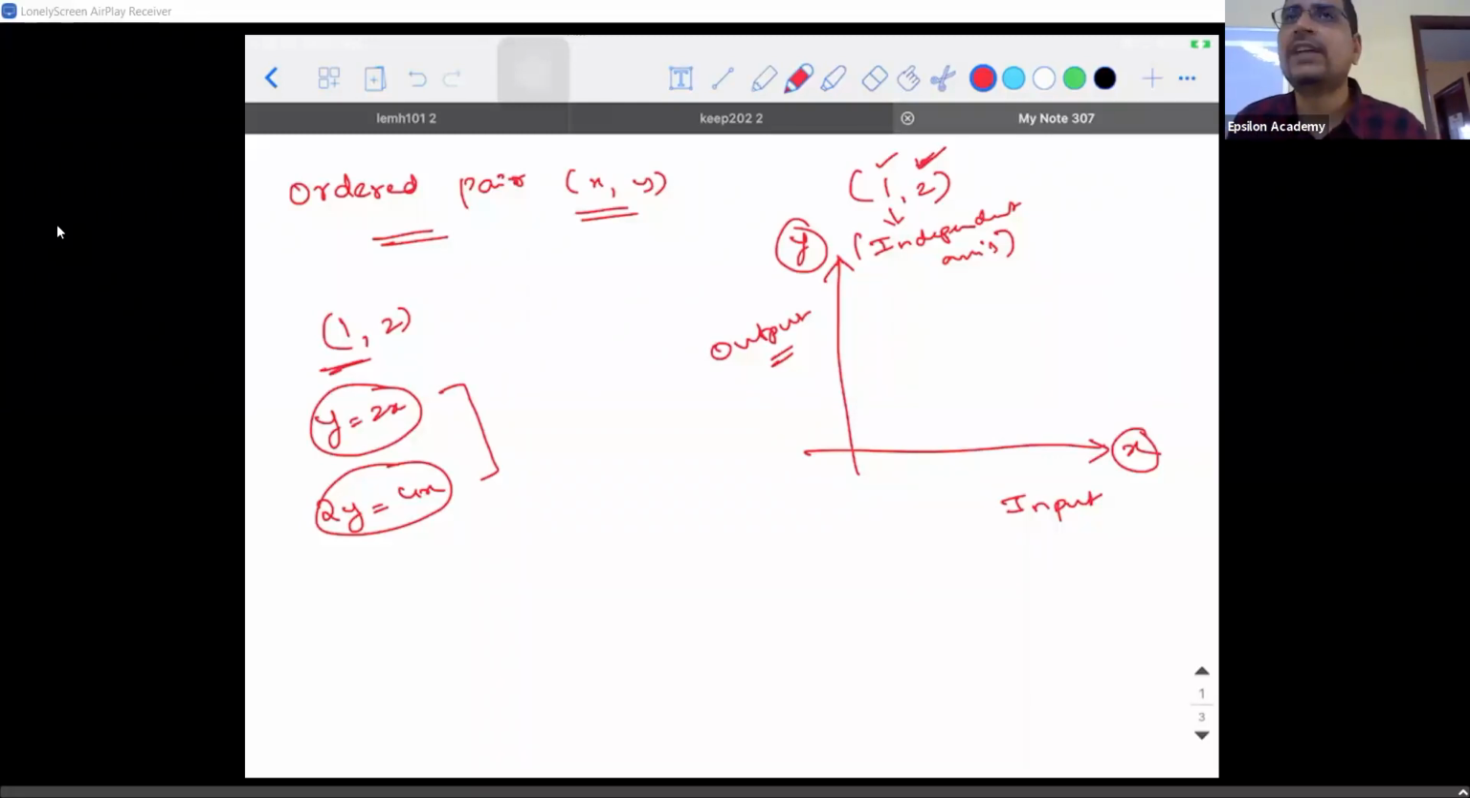Y is equal to 2x represents what? If I draw this on a graph sheet, what is the equation of a line passing through the origin? Y is equal to mx. So the equation of a line passing through the origin, that is y is equal to mx, is also called a relation. Okay. I hope ordered pair is clear.